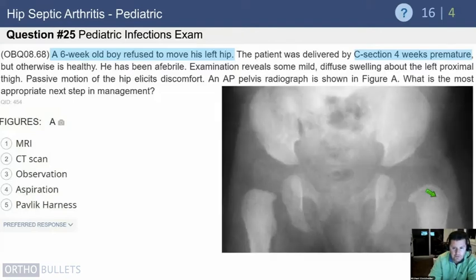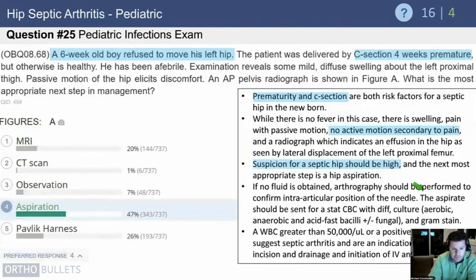move it. This is your radiograph, and what you can see here in the radiograph is that the hip looks like it's pushed out to the side a little bit, and the question is what is the next step in treatment, and it is aspiration.